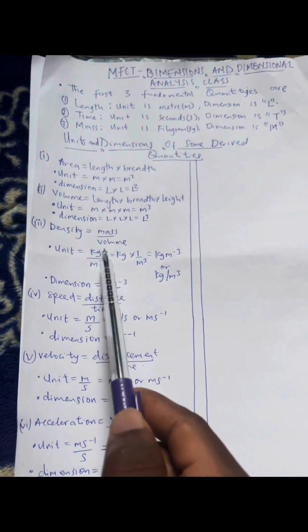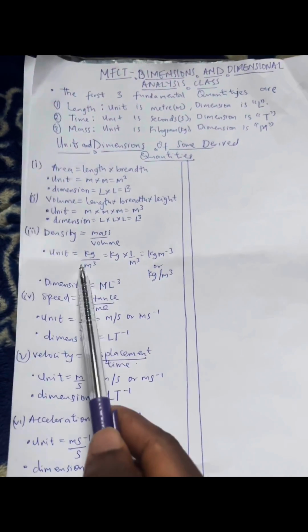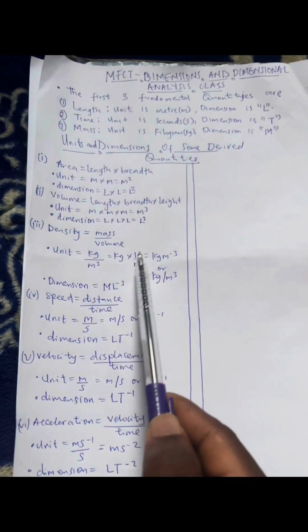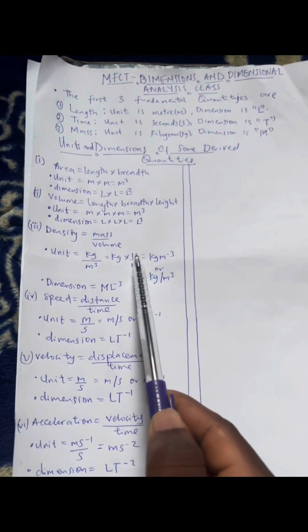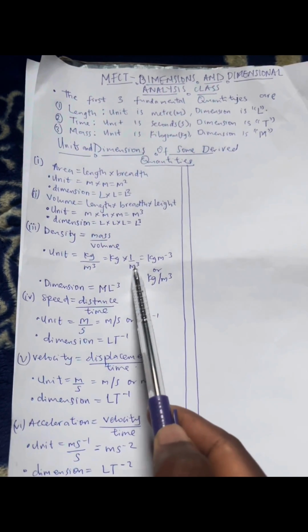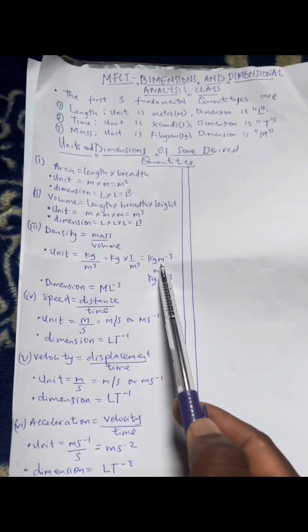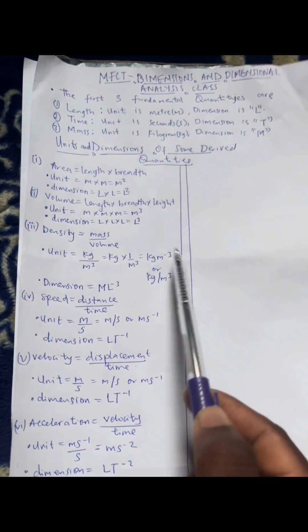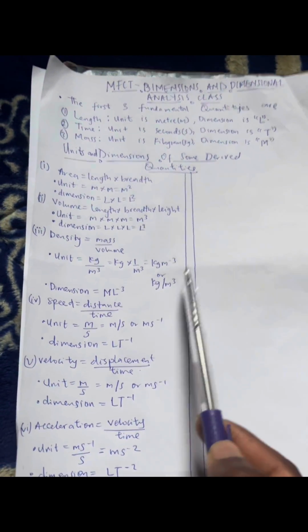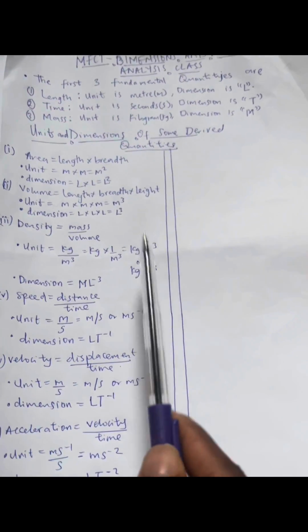The unit for mass is kilogram. The unit for volume is meter cube. I can split this kilogram over meter cube as kilogram times 1 over meter cube. I can write this 1 over meter cube using the indices law: the meter cube goes up, and the division changes to minus, so that will be kilogram meter raised to power minus 3, or you say kilogram per meter cube.